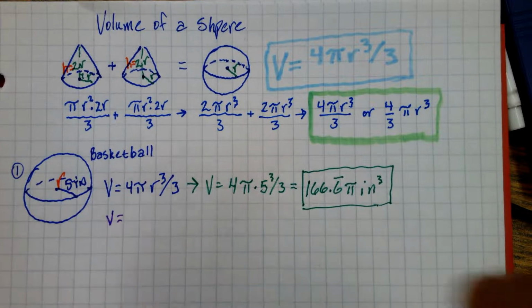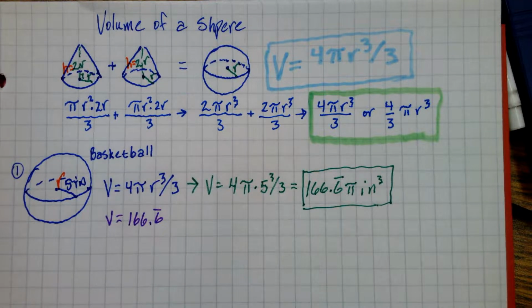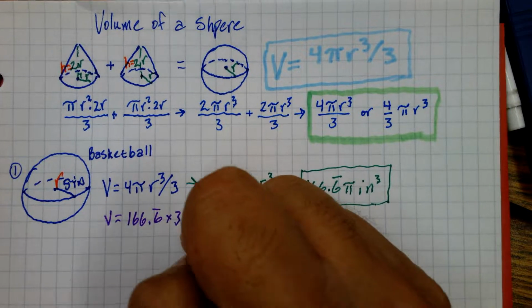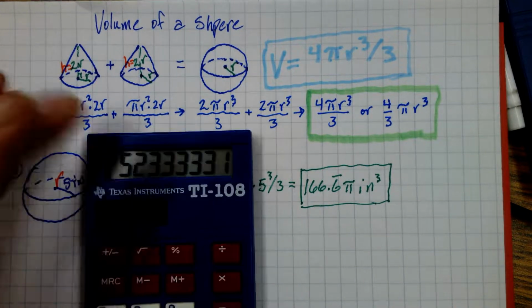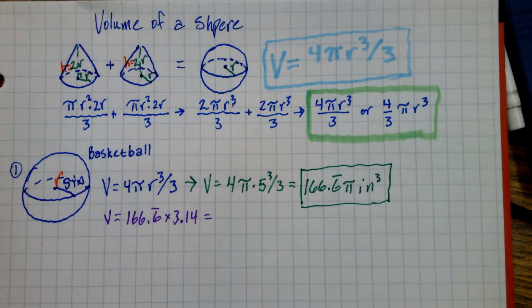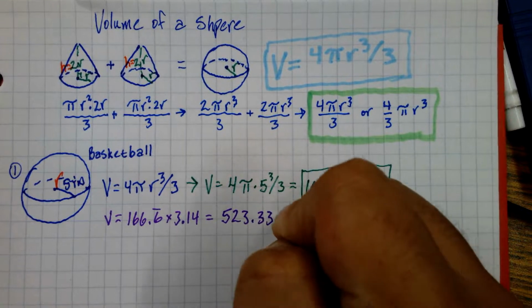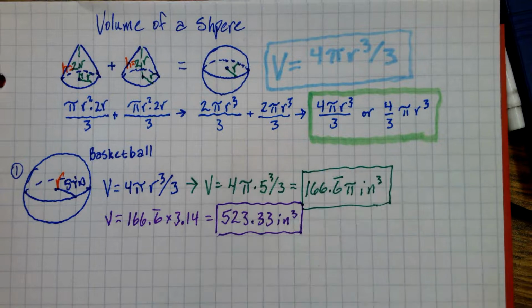So let's do that one. The volume is going to be 166.6 repeating. We'll just put a bunch of sixes at the end, times 3.14. We'll take this number and multiply it by 3.14, and we'll round it to the nearest hundredth, so 2 places. 523.33 cubic inches. So the volume is 523.33 cubic inches for a basketball.